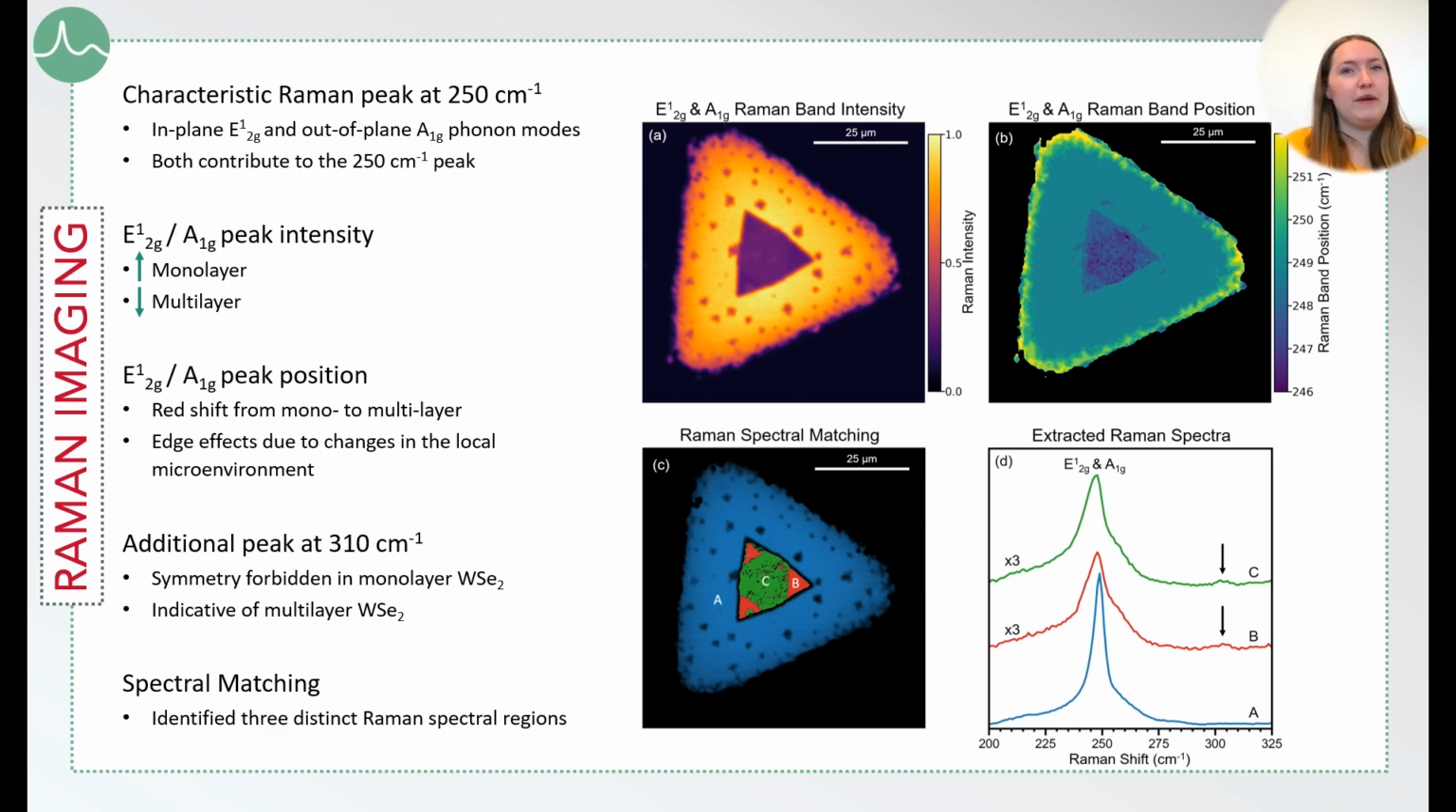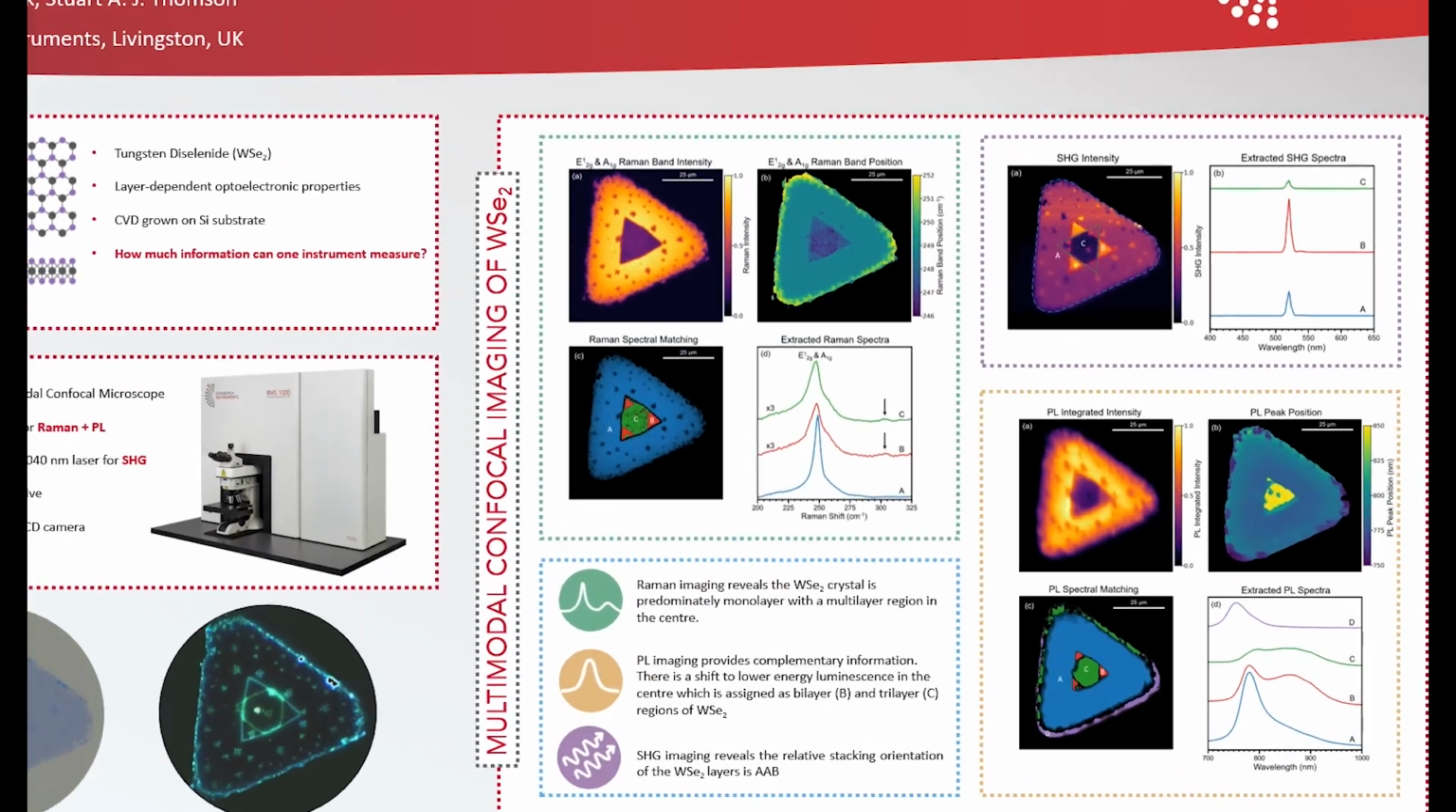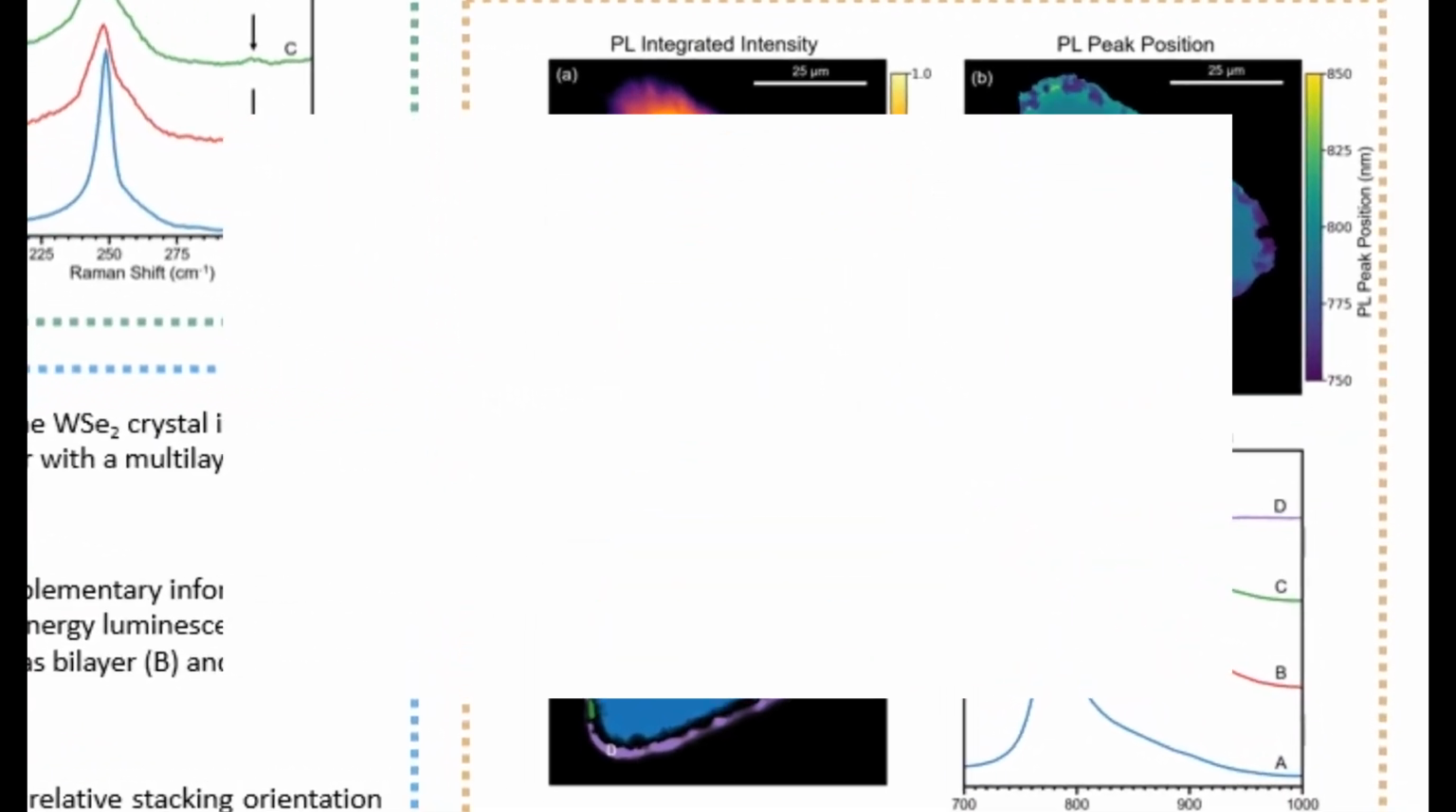Now, from the Raman spectra alone, we can't really determine exactly what's going on with our crystal here. Thankfully, we can now move on to another imaging technique to find out more. So let's move on to photoluminescence or PL imaging.